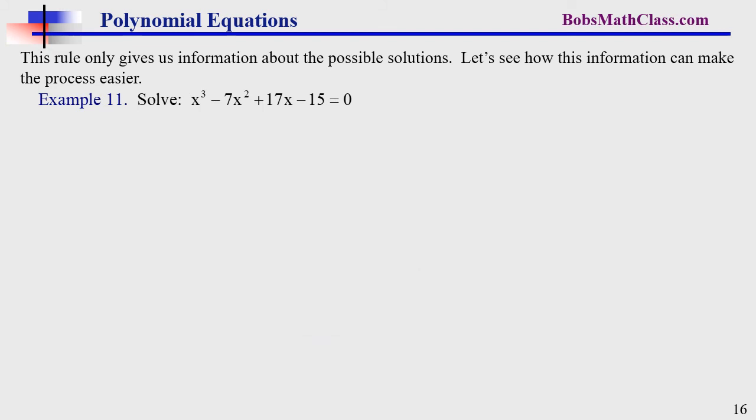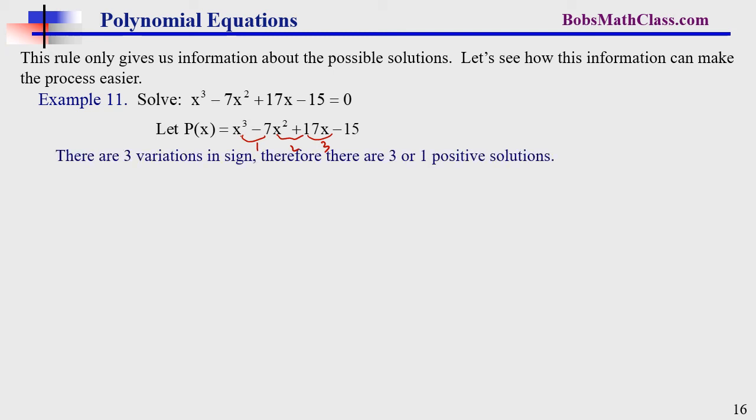Okay, so let's go ahead and solve a problem, and let's see how some of this information can help make the process easier. Let's look at the solutions first. What kind of solutions are there? How many sign changes are there? Well, I see 1. Starts out positive, goes to negative, so I see there's 1. Then it goes back to positive, that's 2. Then it goes back to negative, that's 3. So there's 3 or 1 positives. How many are there altogether? There's 3.